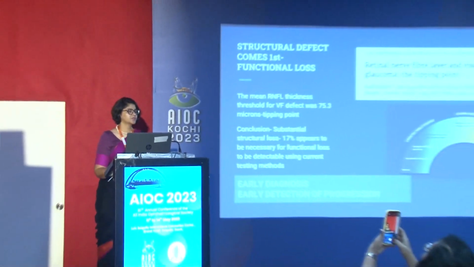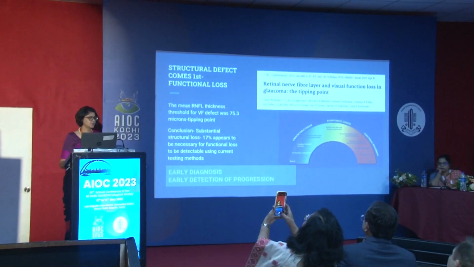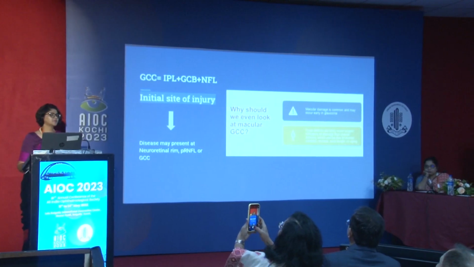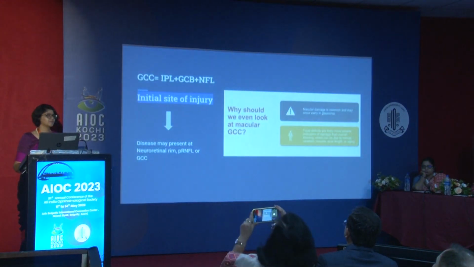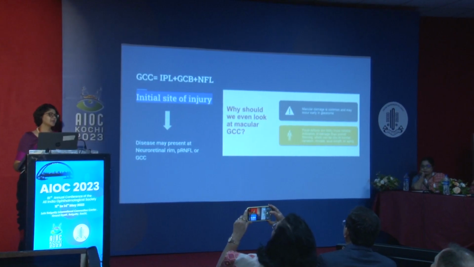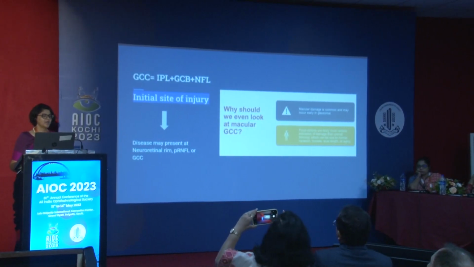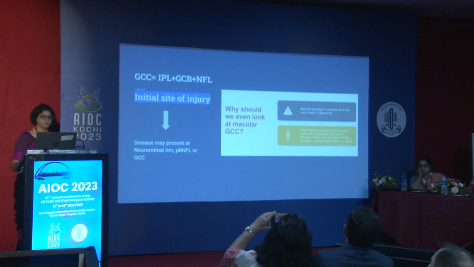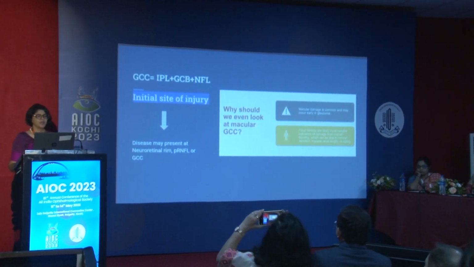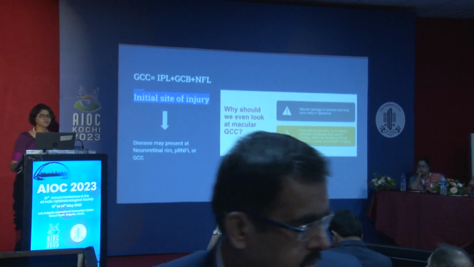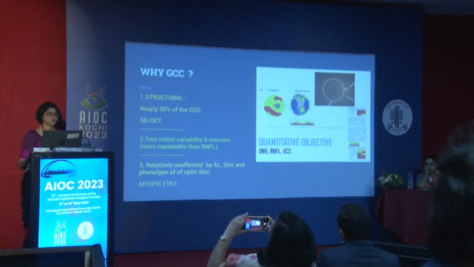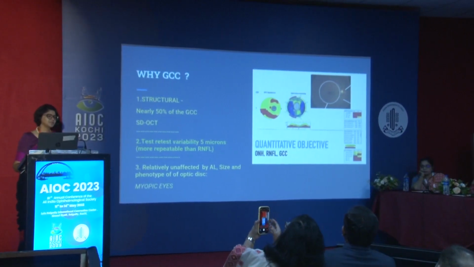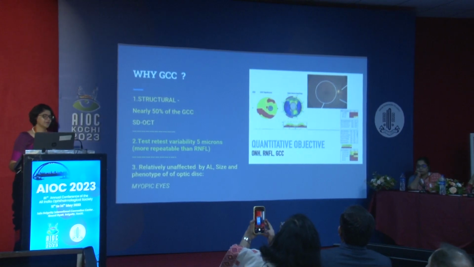So we all know that structural loss comes before the functional loss, as is seen by many studies. And why should we look at the GCC? Because the initial site of injury is more easily picked up here, since the ganglion cell complex is thickest over here. The disease may present elsewhere too as a presenting feature, but the probability here is possibly more. And so macular damage is common, and it may occur early in glaucoma. The structural loss is picked up at the GCC earlier, like I have already said.